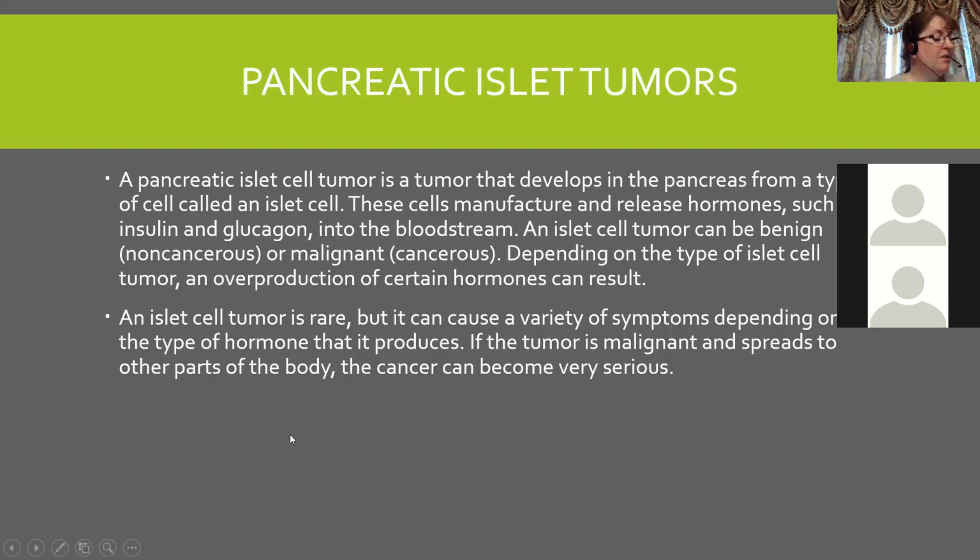All right, the rest of this talks about these different types of tumors. There's a pancreatic islet tumor. This develops in the pancreas from an islet cell. Remember, the islet cell tumor can be benign, non-cancerous, or malignant, so it could be either. So depending on the islet cell tumor, an overproduction of certain hormones can result. So an islet cell tumor is rare, but it can cause a variety of symptoms.